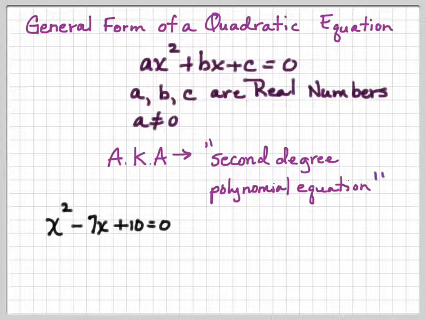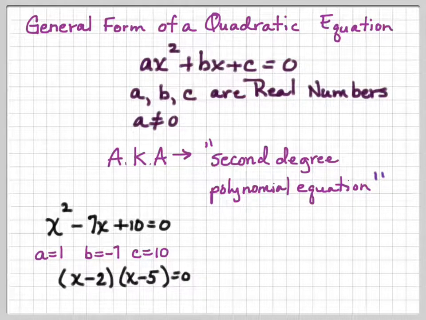And here's an example. X squared minus 7x plus 10 equals 0 is a trinomial in quadratic form, a quadratic equation. In this case, a is 1, b is negative 7, and c is 10. And we can factor this into x minus 2 times x minus 5, because we're looking for two numbers that when multiplied together are 10 and when added together are negative 7.